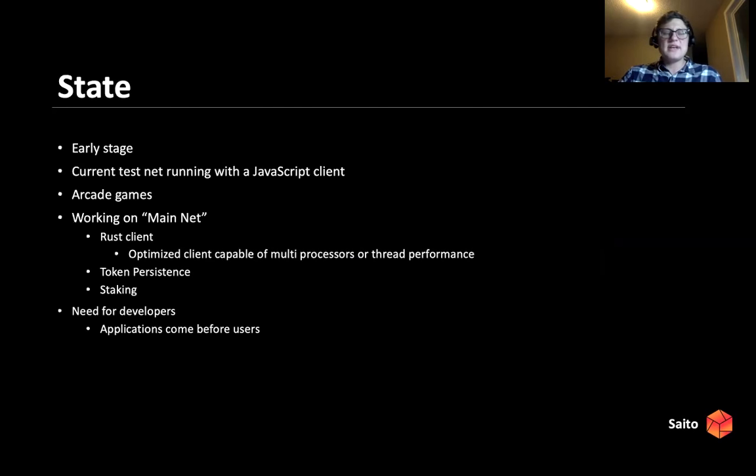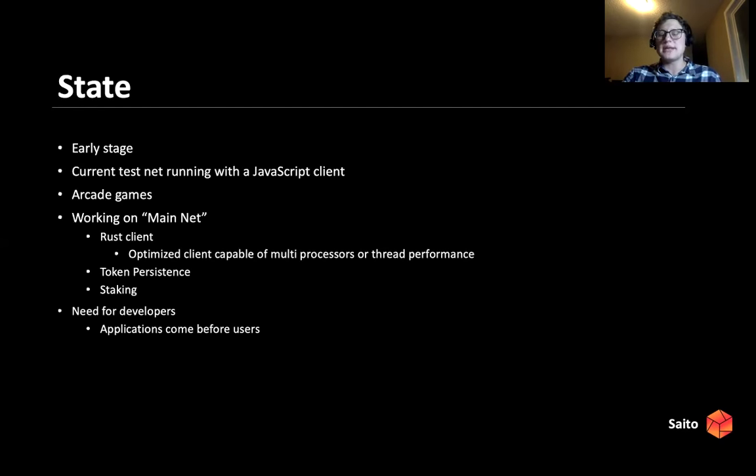So at this given moment, the state of the Saito network is actually at a very early stage. They do have a testnet running at this given moment, and it's built on top of a JavaScript client. And they do have some arcade games that are built on top of this network too. But that being said, right now they are working towards a mainnet. And what that entails is it's actually composed of several different parts.